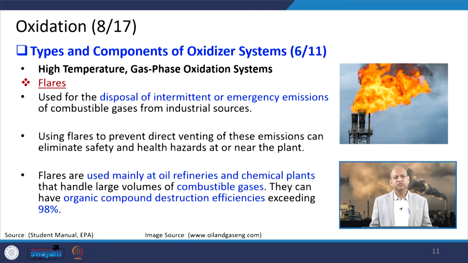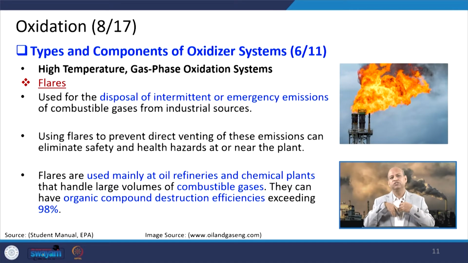Well, flares are there. These are used for disposal of intermittent or emergency emissions of combustible gases from industrial sources which are not economical to recover, basically. So, using flares to prevent direct venting of these emissions can eliminate the safety issues or health hazards which can be caused by these toxic gases which can come out of the exhaust pipes. Flares are used mainly at oil refineries and chemical plants that handle large volumes of combustible gases, and this is a controlled way of burning them, oxidizing them.